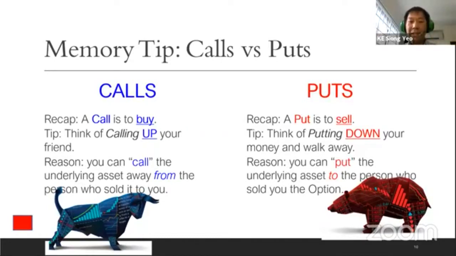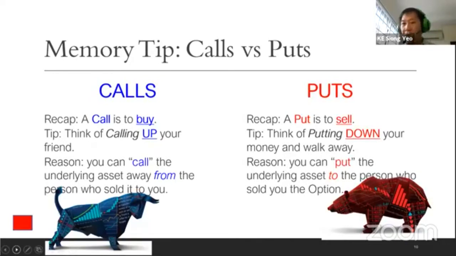your counterparty. So again, I use the example of Coca-Cola stocks. You want to put it down to the person, your counterparty, because you want to offload, you want to rebalance the portfolio for whatever reason. So that's how you can actually use this memory tip of call and put.